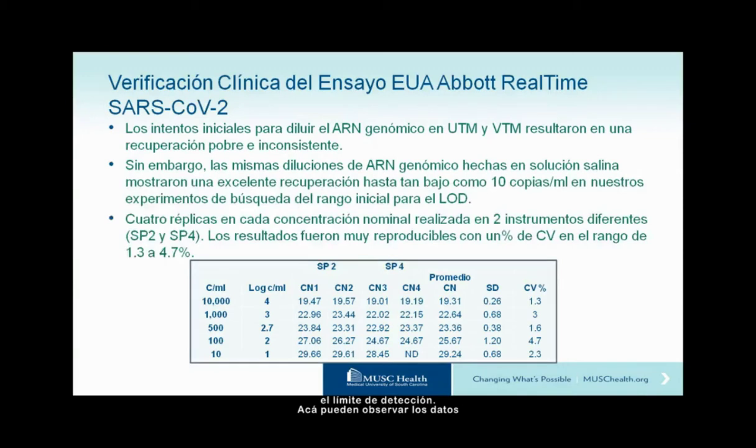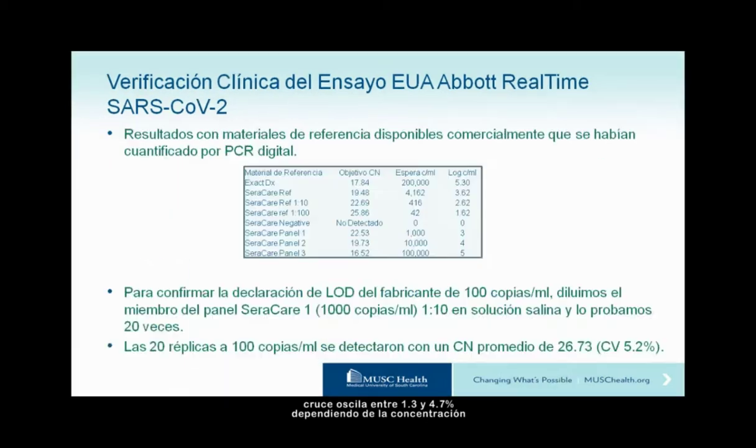This just shows the data for that dilution series and the crossing numbers done in quadruplicate, and the mean crossing numbers. So the coefficient of variation of the crossing numbers ranged from 1.3 to 4.7 depending upon the concentration.